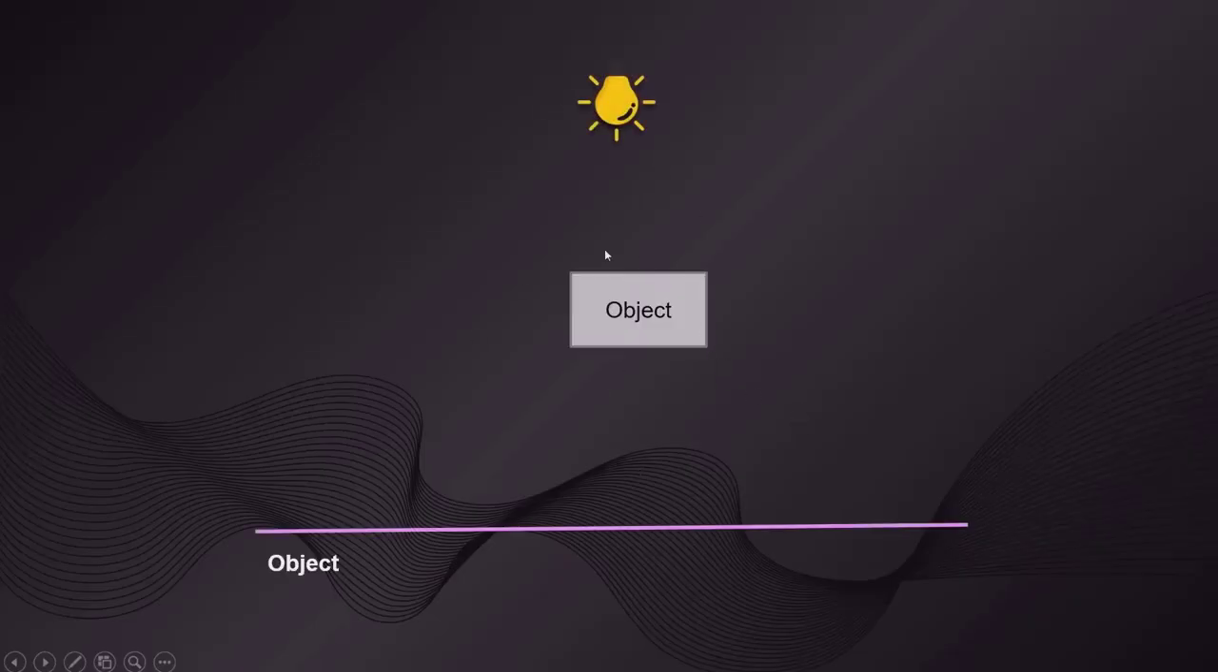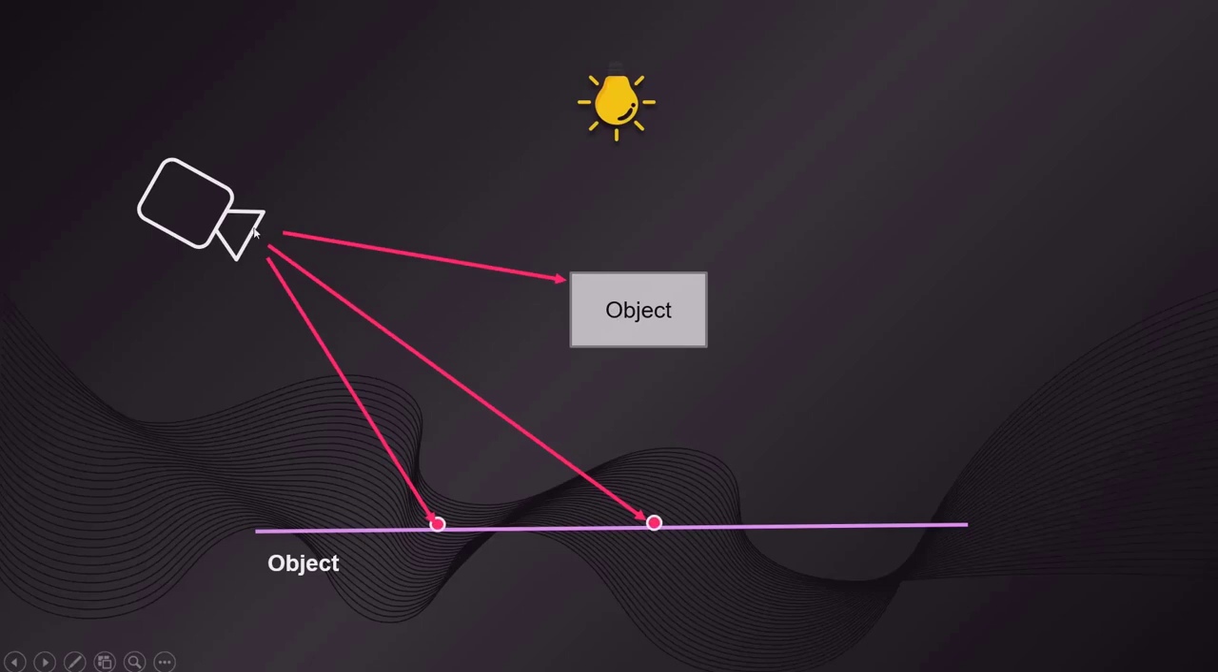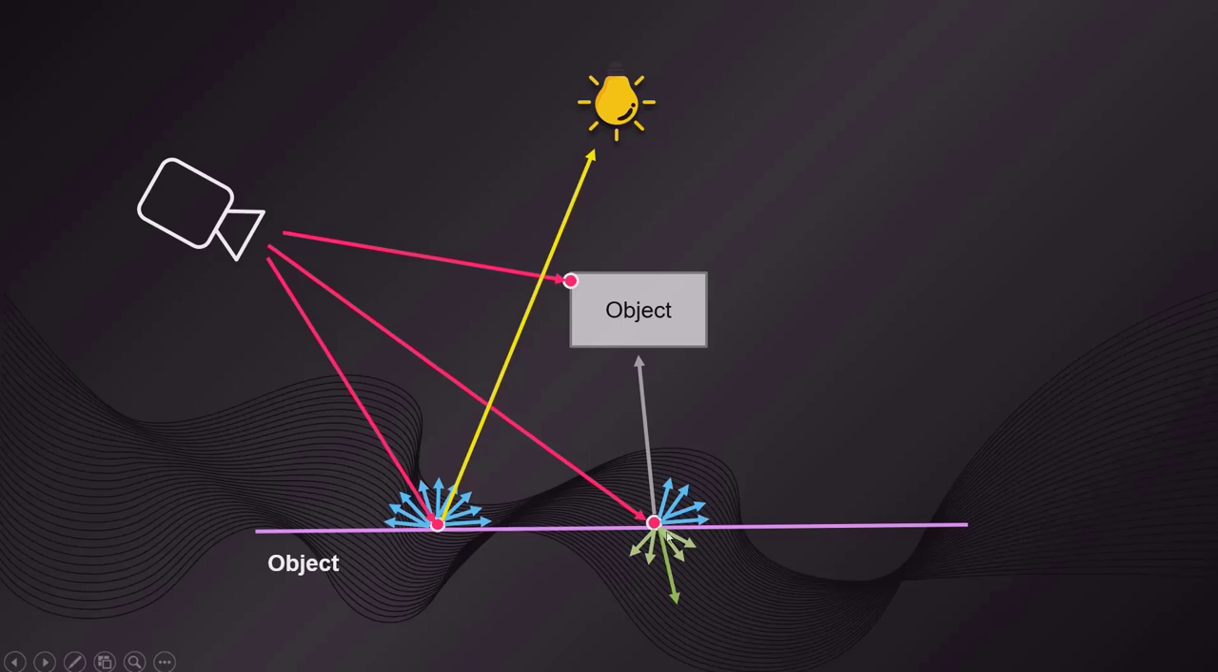We said that we have a source of light, we have an object, and we have this camera. Now the camera casts some rays into the scene. They hit a surface eventually, and when they do, they'll bounce around in different directions, and you can see that with these blue arrows here. So with the number of subdivisions, we control how many of these blue arrows we want to calculate.